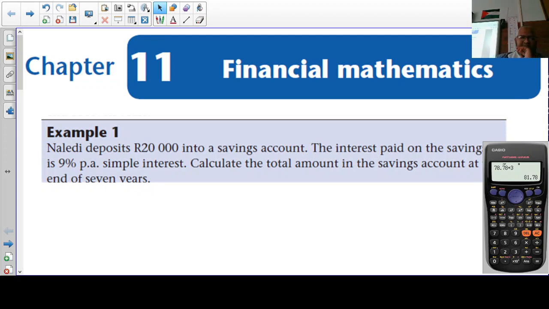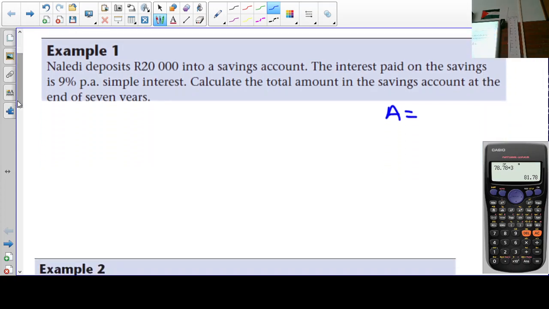So simple interest follows the formula, just write here quickly: A equals P into 1 plus I times N. Guys, remember that formula of last year?